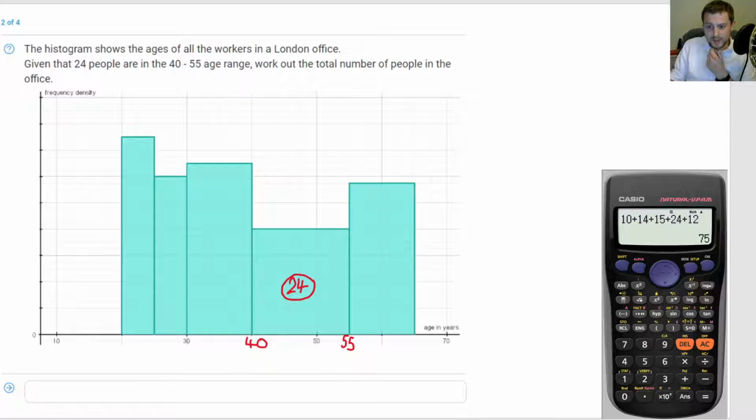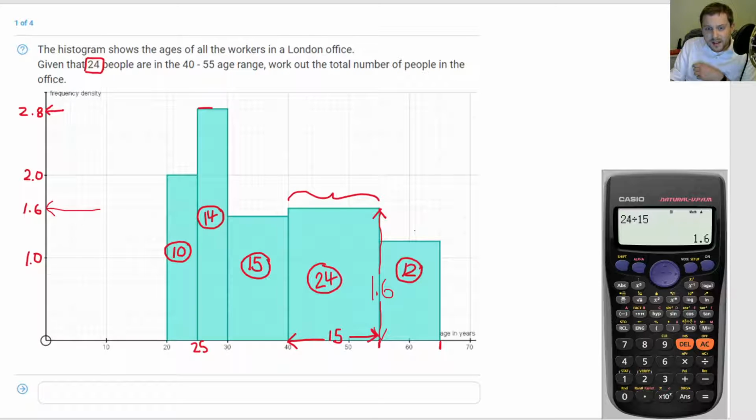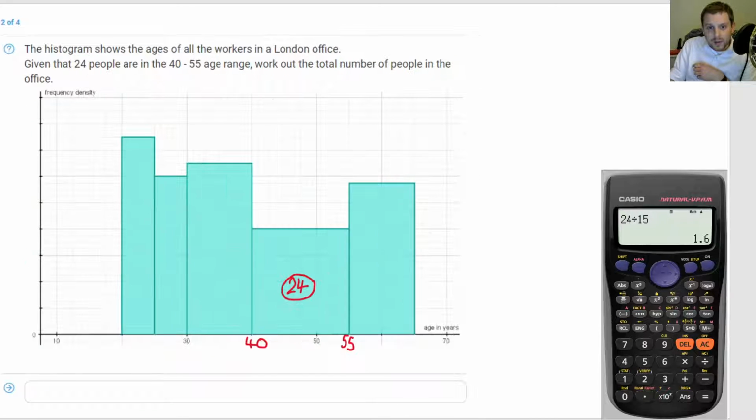It's very similar to before then. We need to work out how tall that is. So I'm going to do 24 divided by 15 again. It's not always going to be divided by 15, by the way. It just so happens that twice in a row, that was what the width was. So this time that height is 1.6. That's the same as last time, isn't it? In fact, is that the same? That's the same question.